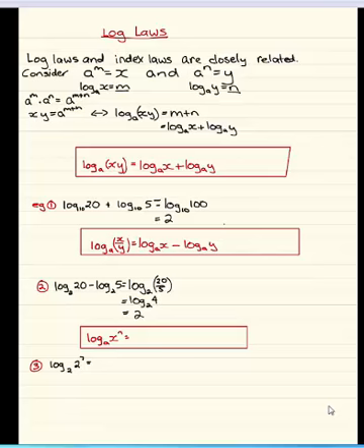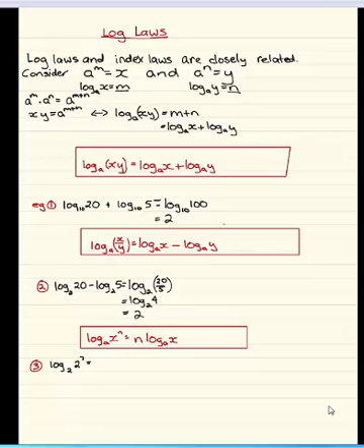The next one's a little bit different. Log base a of x to the power of n is equal to n times log base a of x. So you can actually bring your index out the front and then just multiply that. So what does this look like when we look at an example?